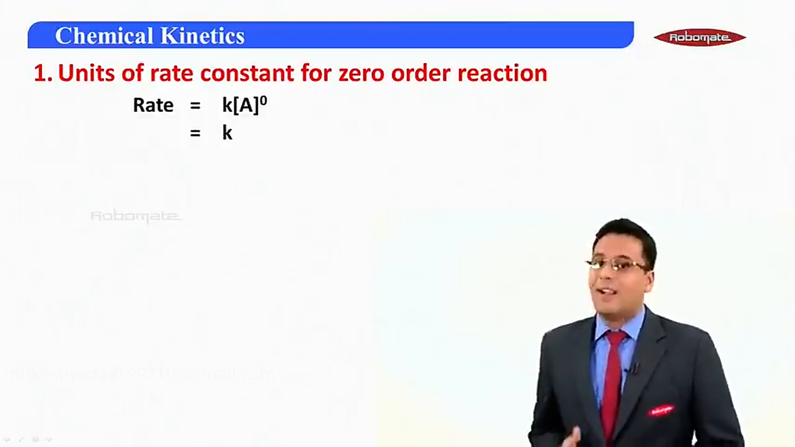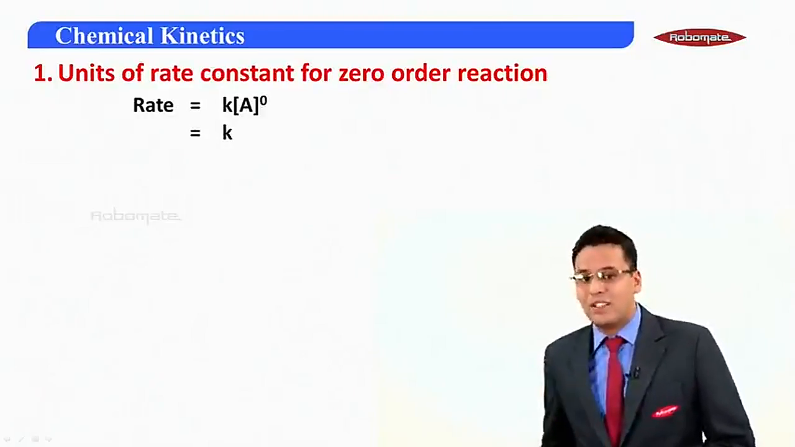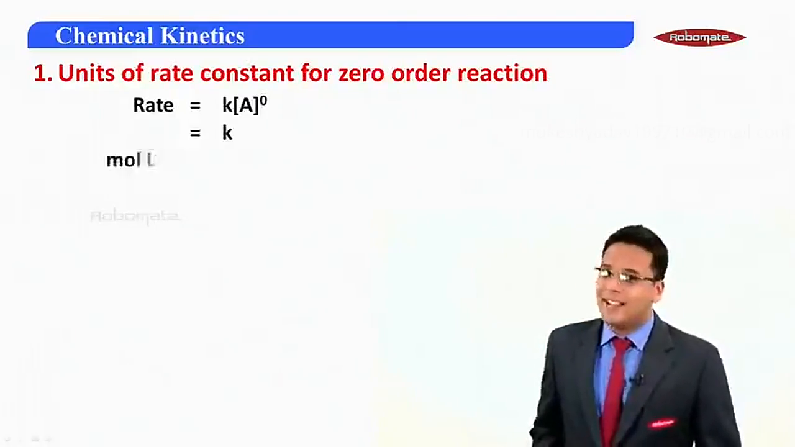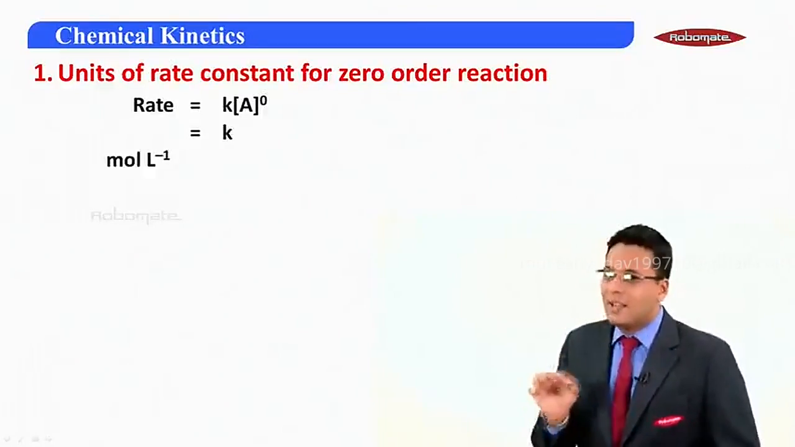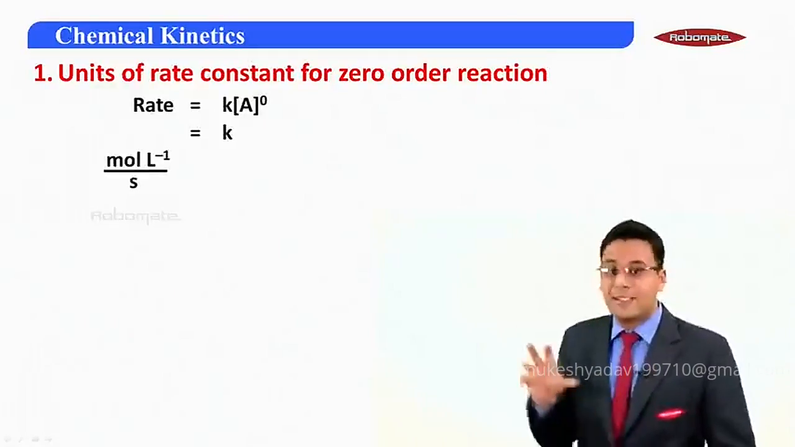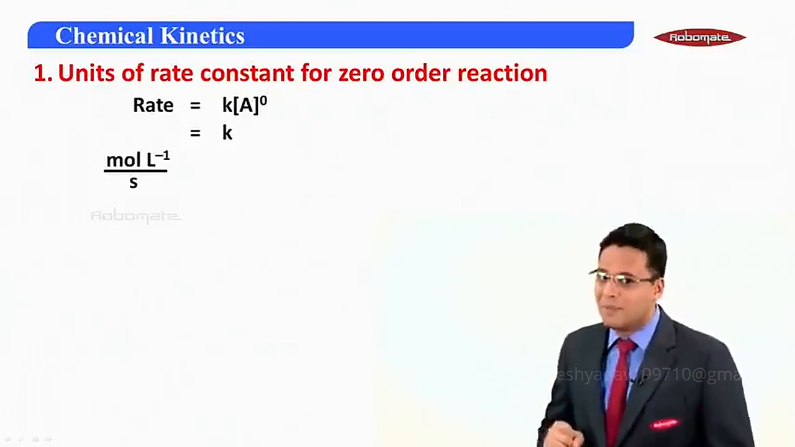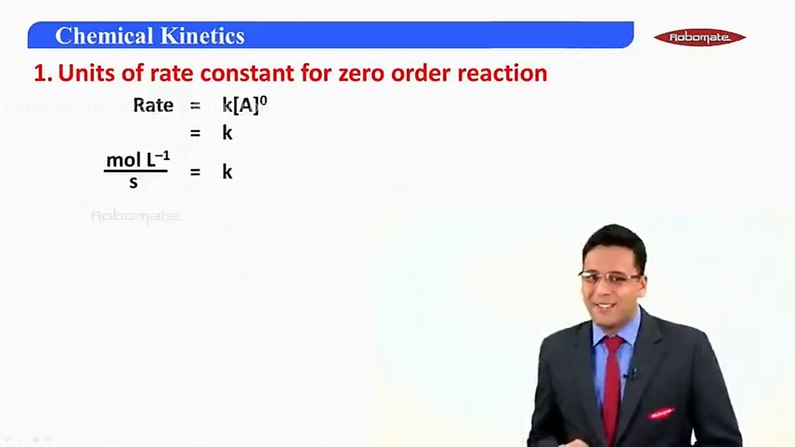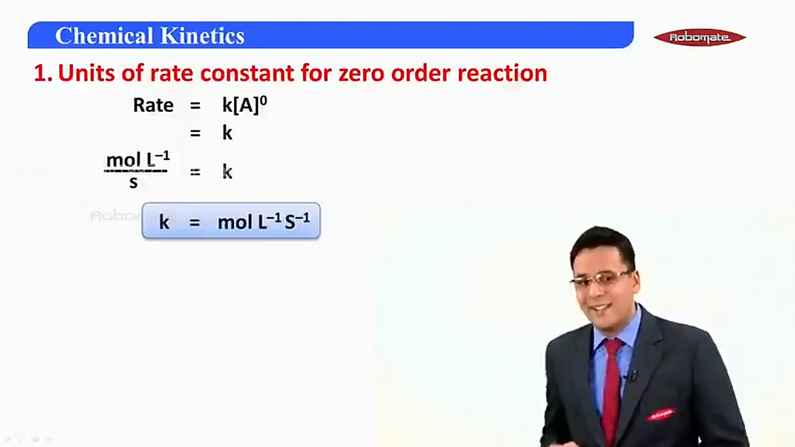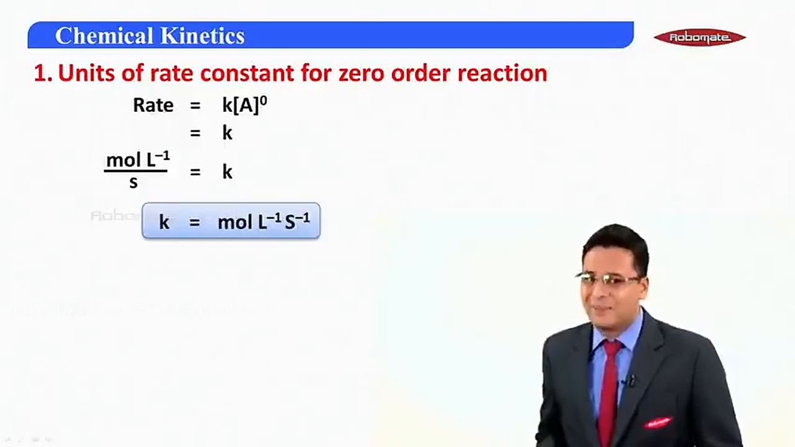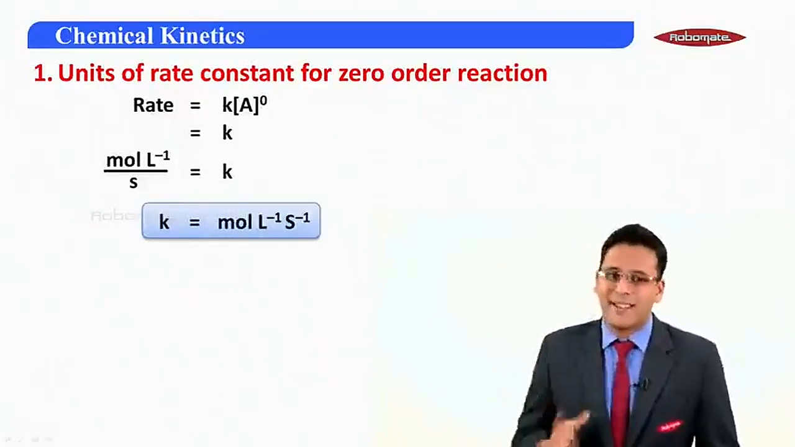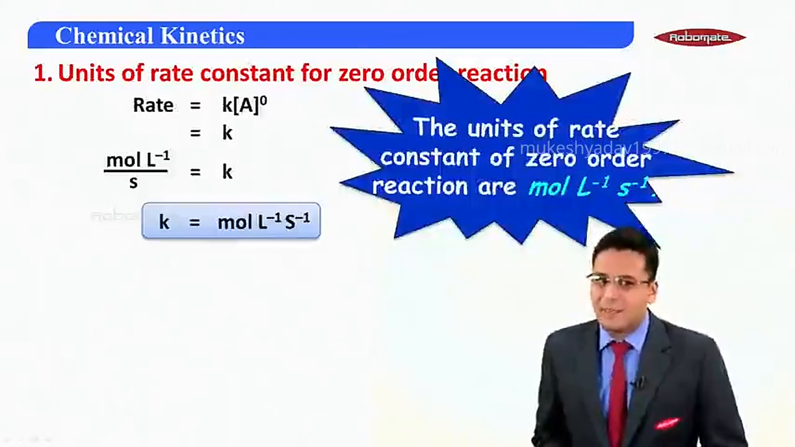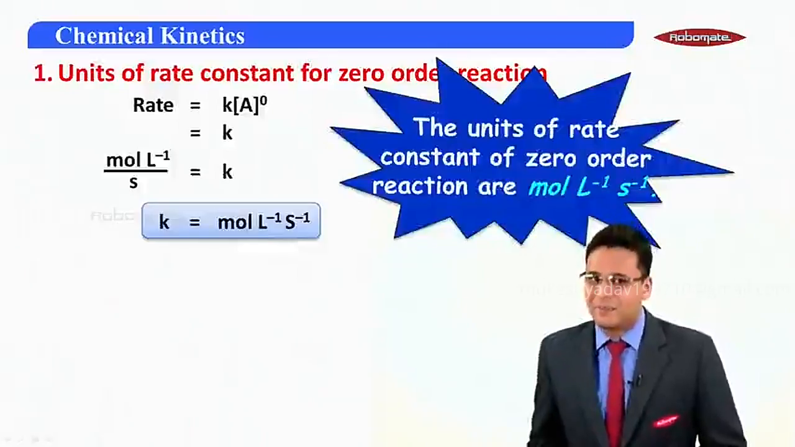Or if I equate the units on the left hand side with the right hand side, I can say that mole per liter per second, that's the unit of rate of reaction if you remember, is equal to K. Which means that the unit of K for a zero order reaction is mole per liter per second. That is the unit of rate constant for a zero order reaction.